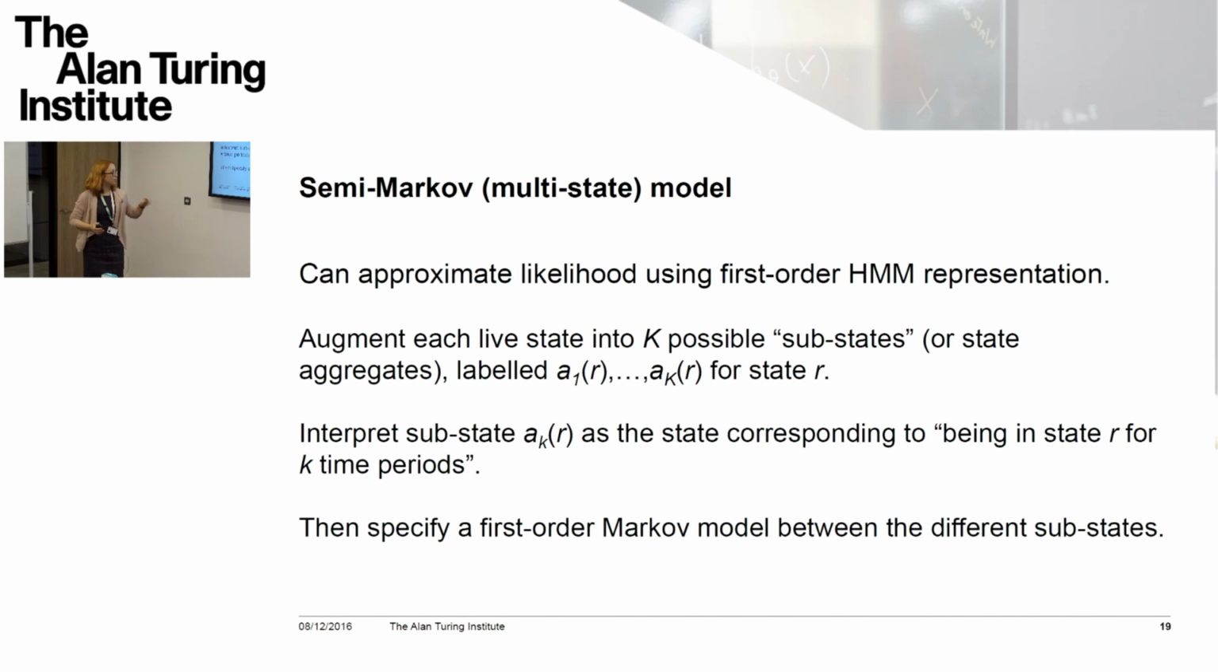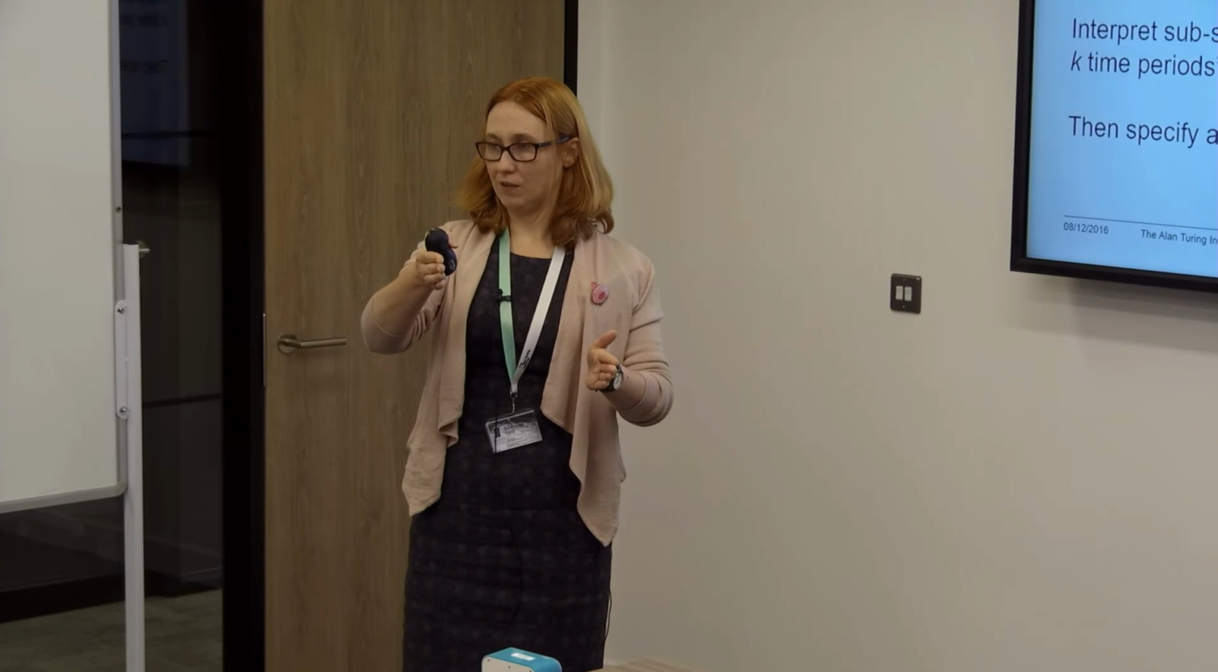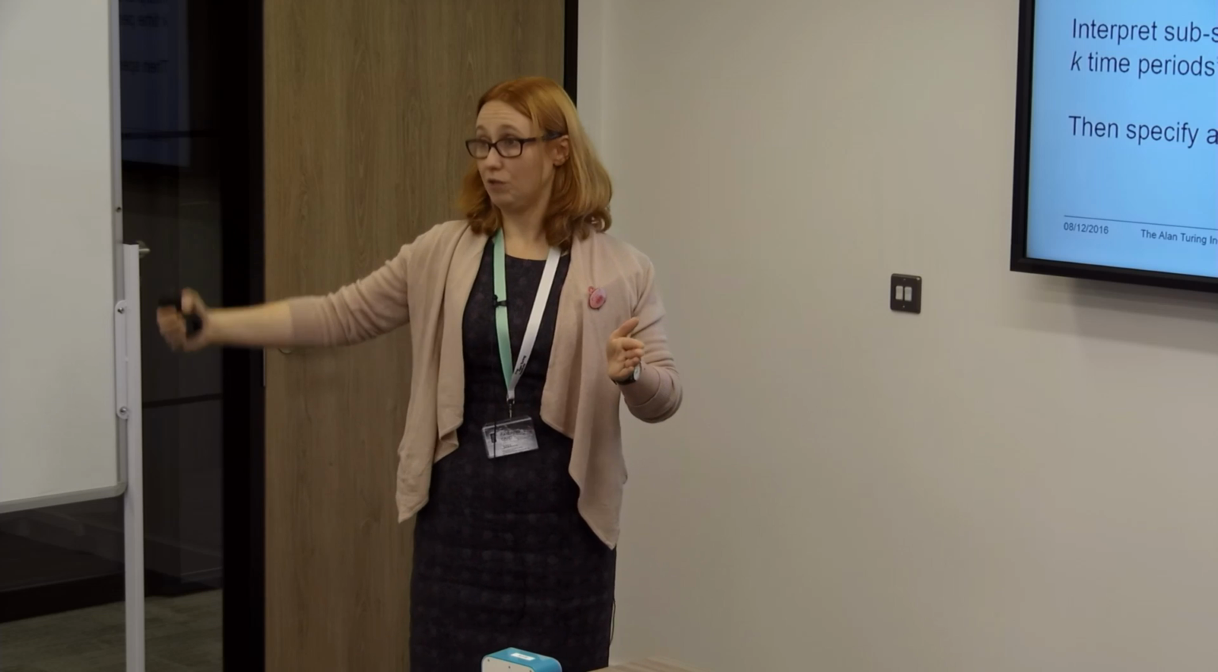Basically what we do is, in order to write down the likelihood, because it breaks the nice expression that we had before, we can actually write down the semi-Markov model as an approximate first-order Markov model. The idea behind that is basically if you have a state, you just split that state up into substates. So it'd be being in a given state R for one time period, being in state R for 2 time periods, and so on. So you include how long you've been in that state as part of the state definition. And then you're back into first-order Markov model territory, because either if you stay in the state, you've been in that state for one longer time period, or you move to another state and you've just joined that new state.